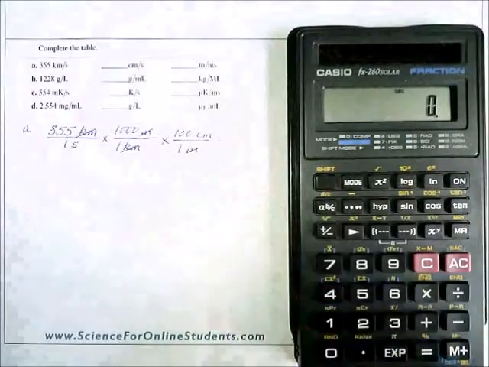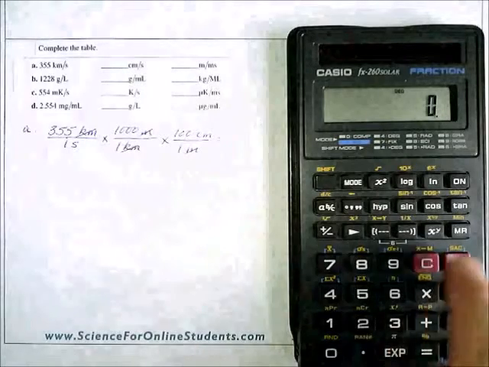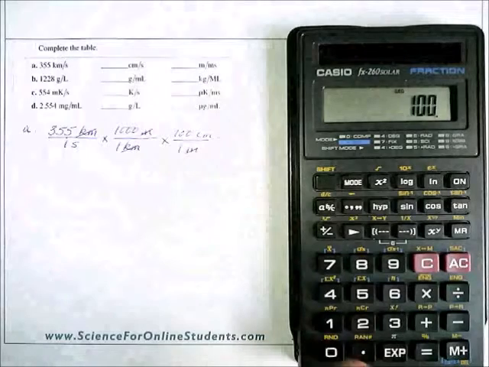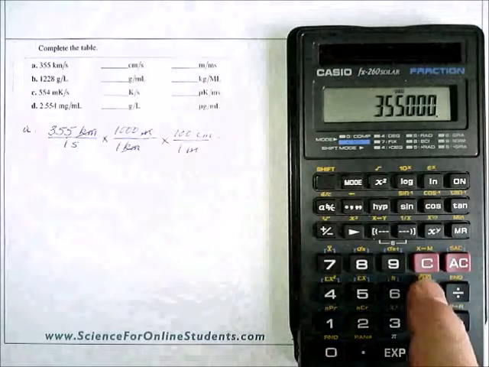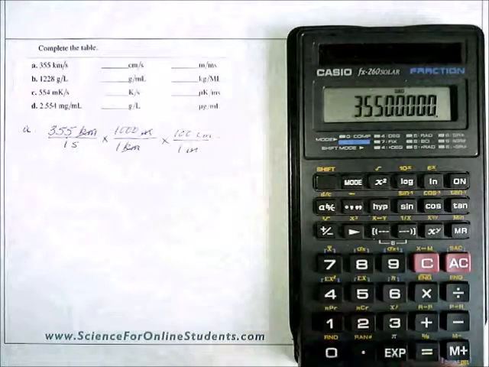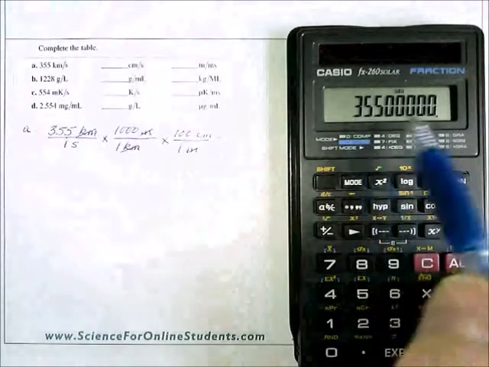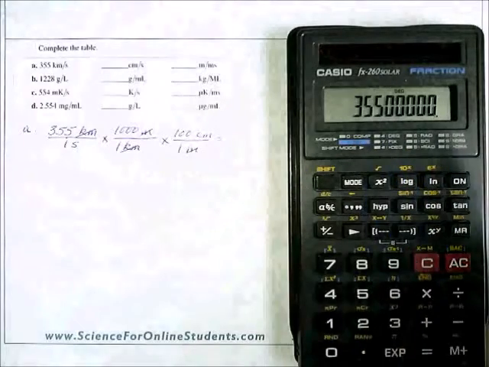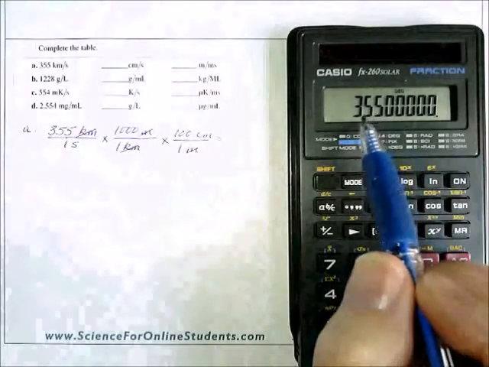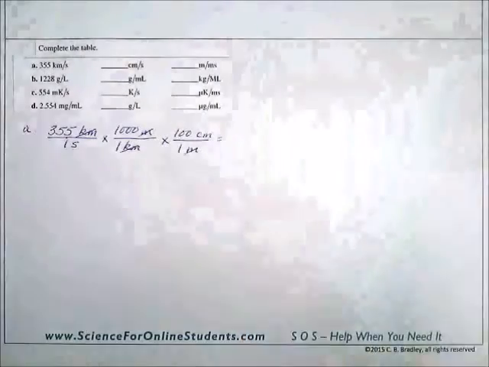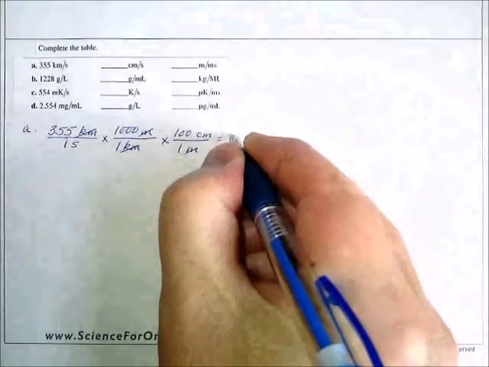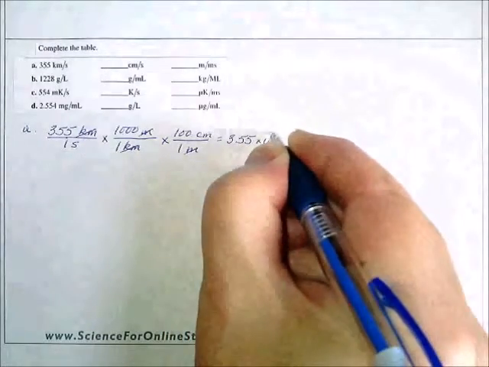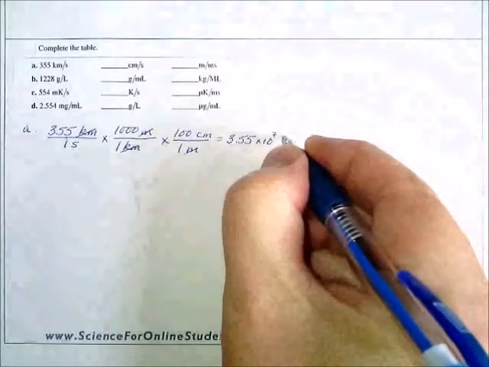Now, let's see what this shows us. Times 1,000 times 100 equals 1, 2, 3, 4, 5, 6, 7. If we convert this to scientific notation, that gives us 3.55 times 10 to the 7th centimeters per second.